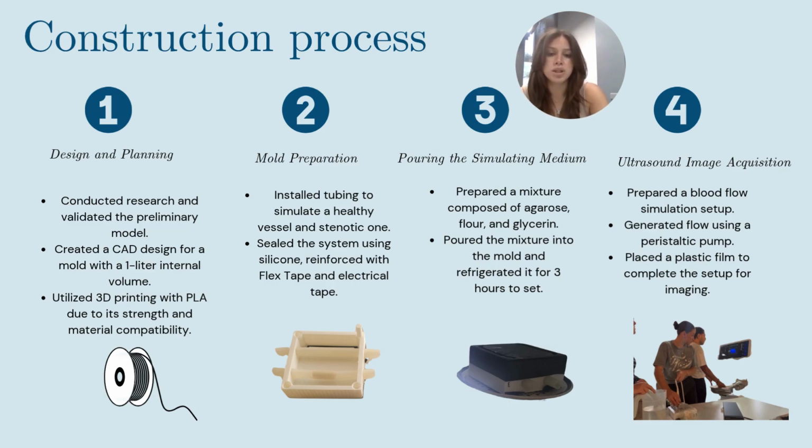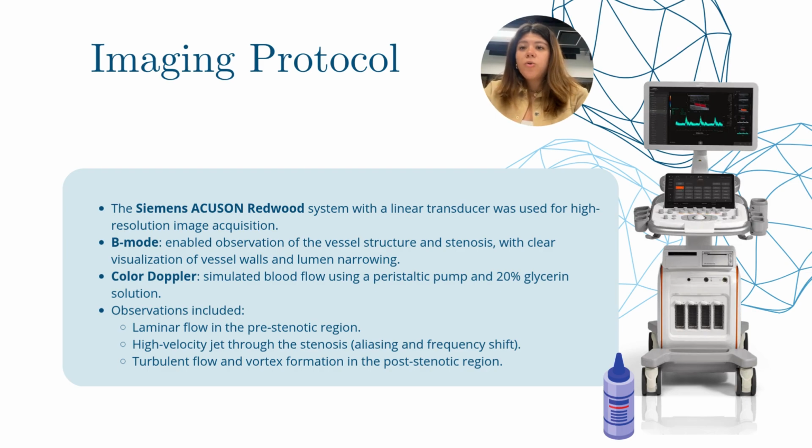For the imaging protocol, we used the Siemens Acuson Redwood ultrasound system, equipped with a linear array transducer. This setup provides high-resolution images, ideal for assessing the phantom's shallow structure. We applied both B-mode and color Doppler during this evaluation. In B-mode, we were able to clearly observe the structure of the vessel and the narrowing caused by the simulated stenosis. The lumen appeared anechoic in normal regions and visibly constricted in the stenotic zone.